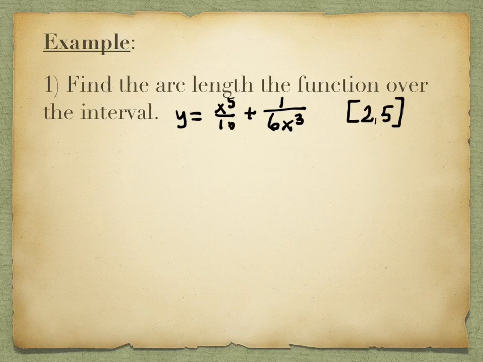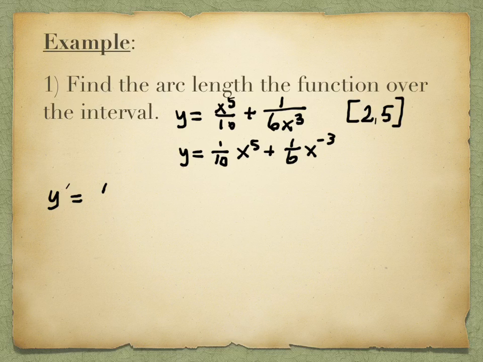Alright, so for this first one we have an interval from 2 to 5, and we're supposed to find the arc length of this particular function. Just like I mentioned a moment ago, we need to find the derivative of our function. So let's first take a look at this particular function written in a slightly different way. Remember, this is actually 1/10 times x to the 5th. And likewise, we could write this as 1/6 times x to the negative 3rd. It's a little bit easier to see it as x to the negative 3rd to do our derivative. So I'm going to do the derivative, y prime.